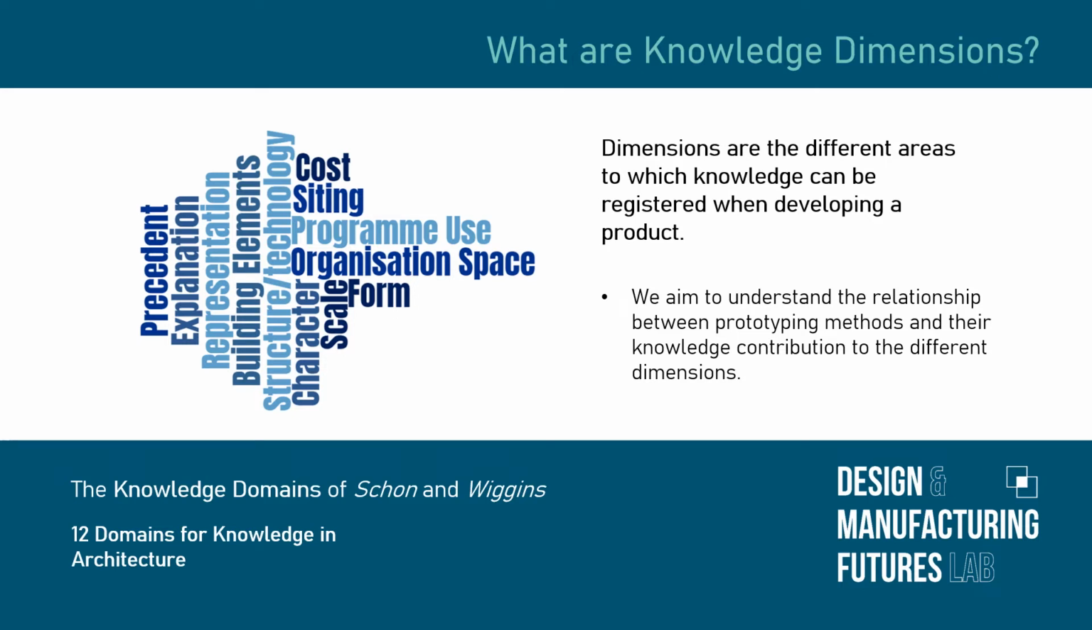The authors outline 12 domains to which design information may register. These include building elements, site, and building character. However, most are specific to the study of architecture. Our research aims to understand the relationships between prototyping methods and their contribution to design knowledge.